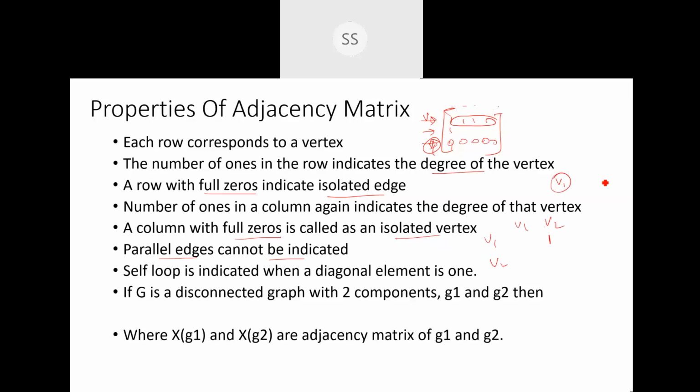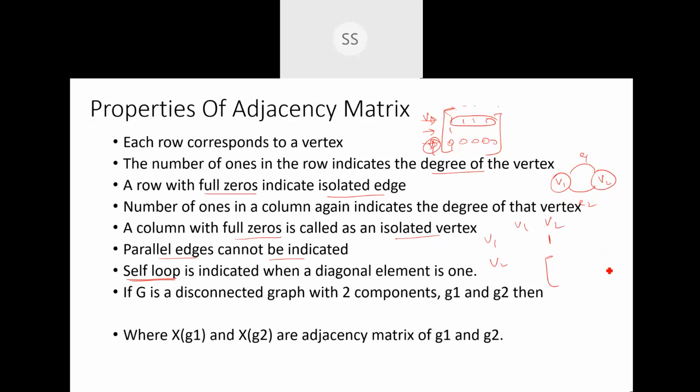Maybe V1 and V2 here, and there are said to be two edges, E1 and E2. I won't be able to show two different values; I'll only be able to show one value. That is, you have a connection between V1 and V2, but we do not know if there are parallel edges between V1 and V2. That cannot be indicated. And for checking the self-loop condition, you have to check the diagonal elements.